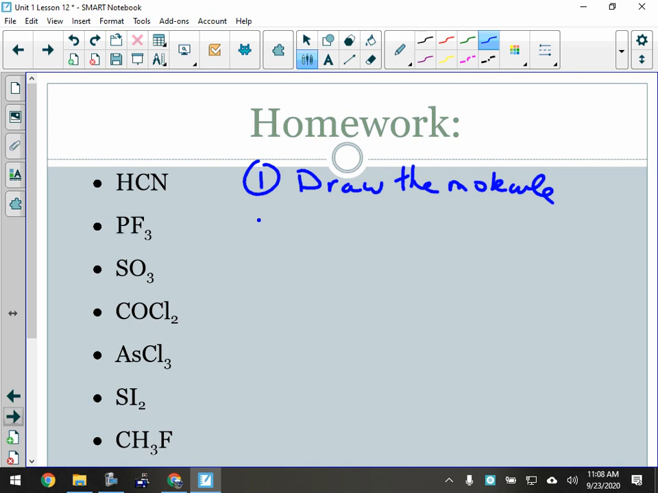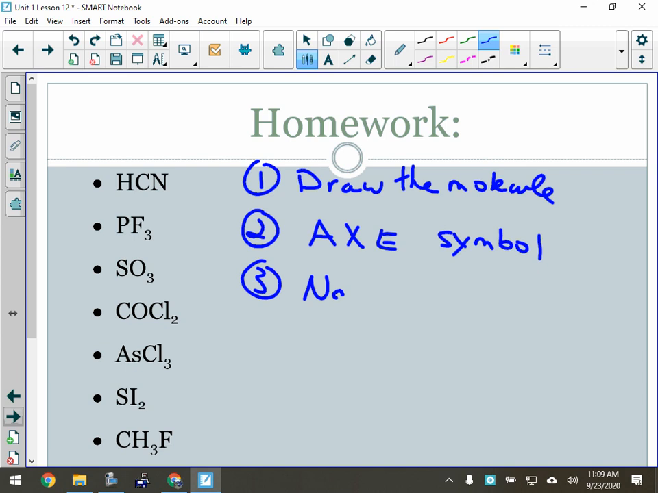Step 2, and in notes they call it the AX symbol or the AX2 or AX3, whatever. It doesn't necessarily have to have E, right? We know that. But the AX symbol or formula, I call it the formula, but it says in the notes symbol, okay? That, and then step 3, we're going to do the name of the shape. So trigonal pyramidal, trigonal planar, yada, yada, yada. Step 4, we're going to do bond angle, okay? So I want those 4 things for each one of these questions.